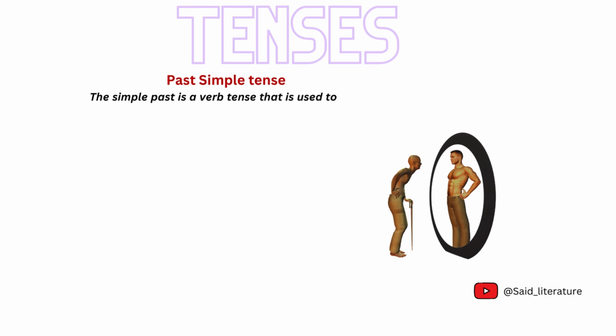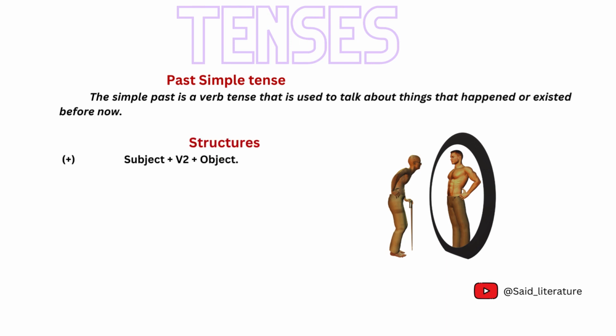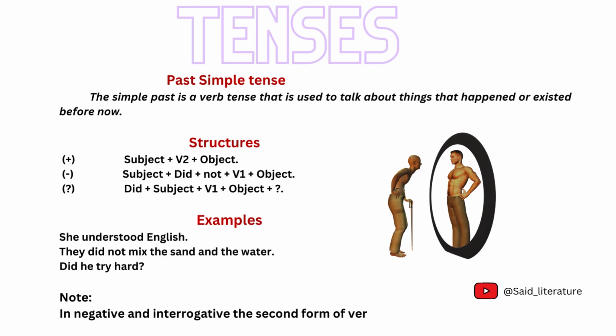Next is past simple tense. The simple past is a verb tense that is used to talk about things that happened or existed before now. Structures of the simple past tense are positive, subject plus V2 plus object, negative, subject plus did plus not plus first form of verb plus object. Interrogative, did plus subject plus first form of verb plus object plus question mark.